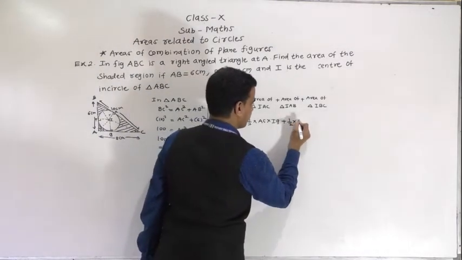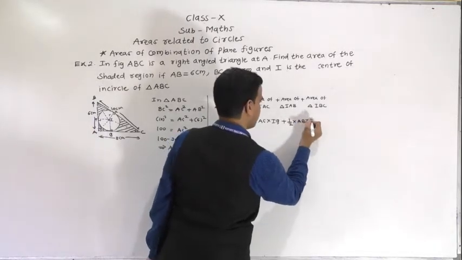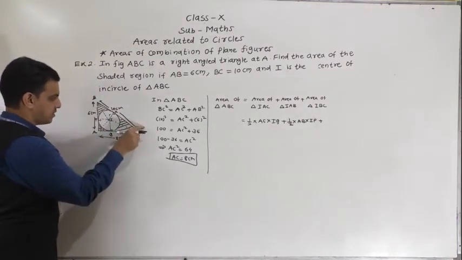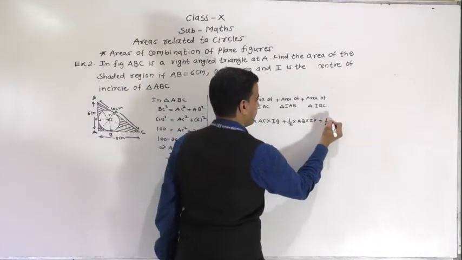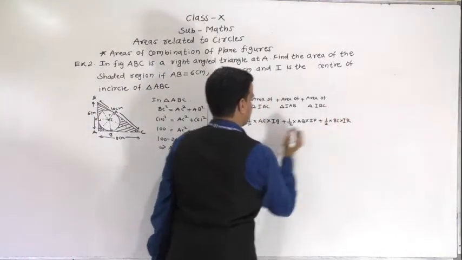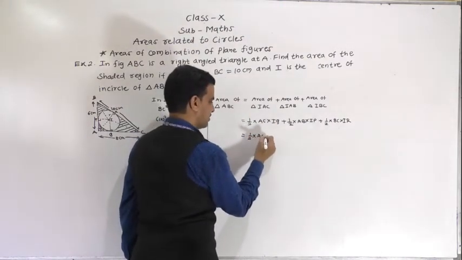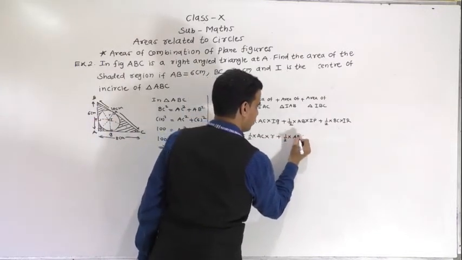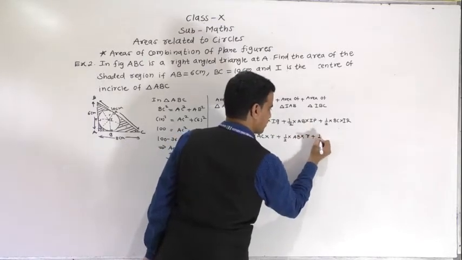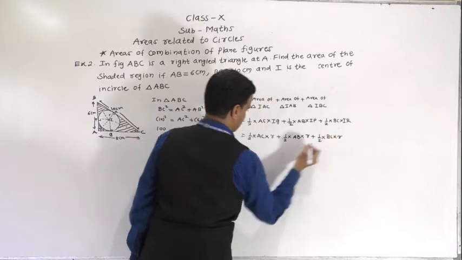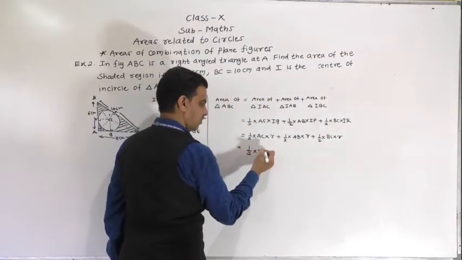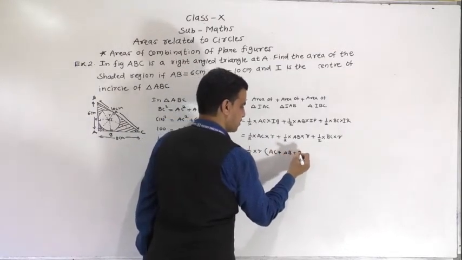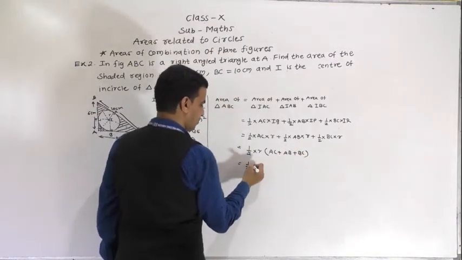So half into AB into IQ, plus third triangle IBC, base is BC and height is IR. So half into BC into IR. Okay? So half into AC into IQ, and IQ means radius, so this is R. Half into AB into IP, again radius, plus half into BC into radius, okay? Now half into R, take common, so what remains? AC plus AB plus BC, so half into R into that.